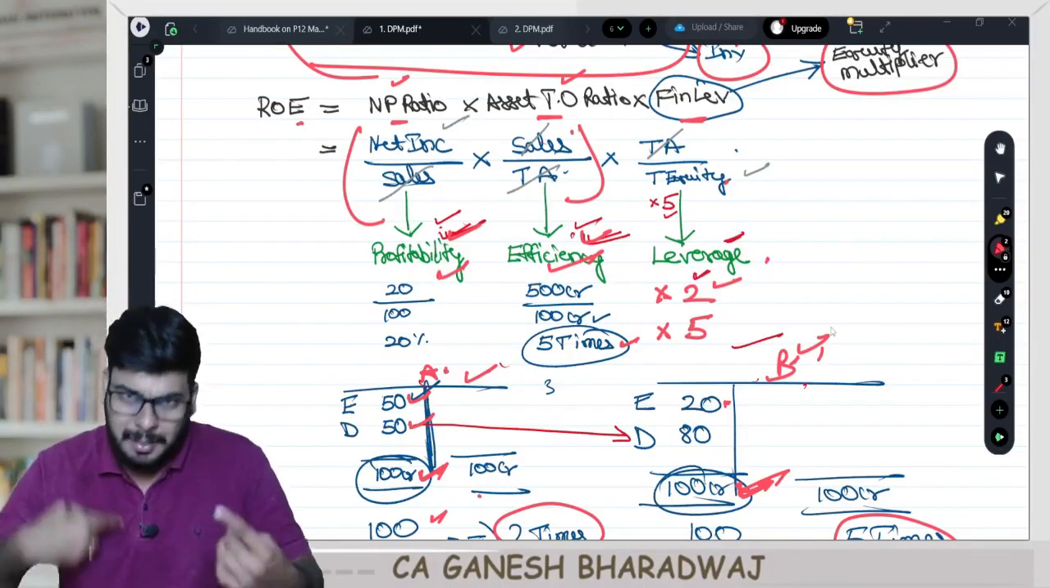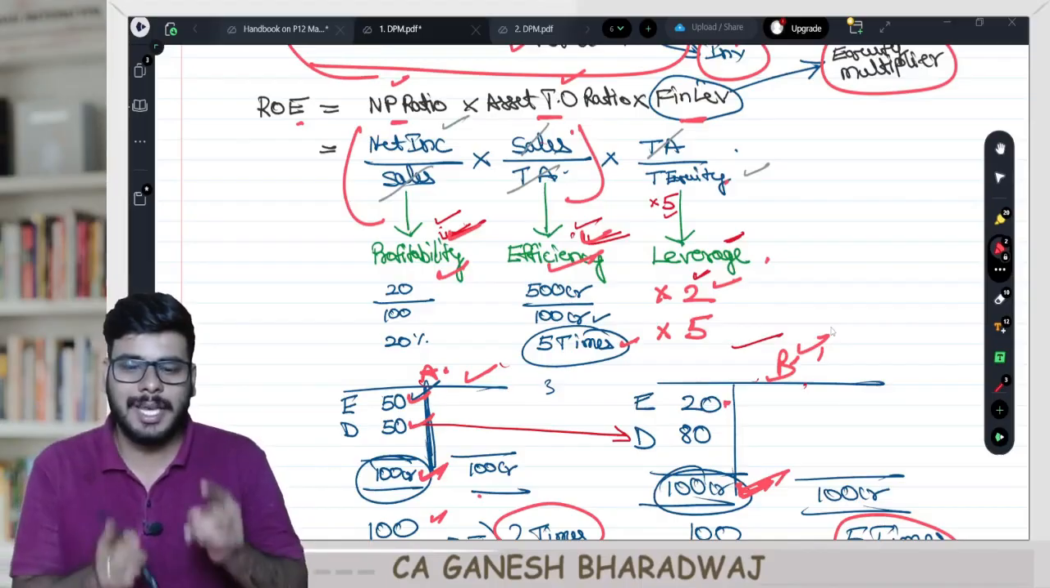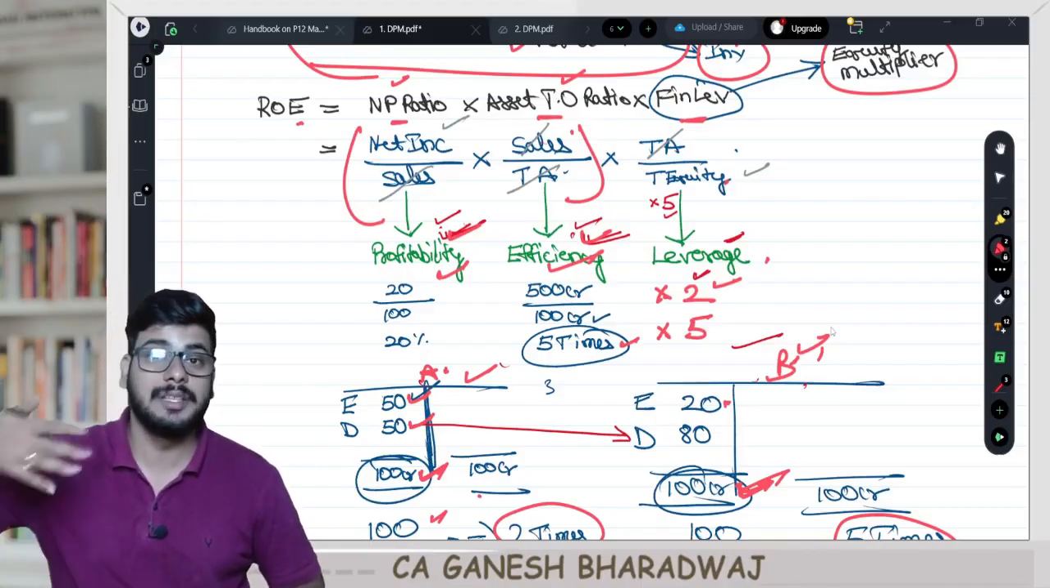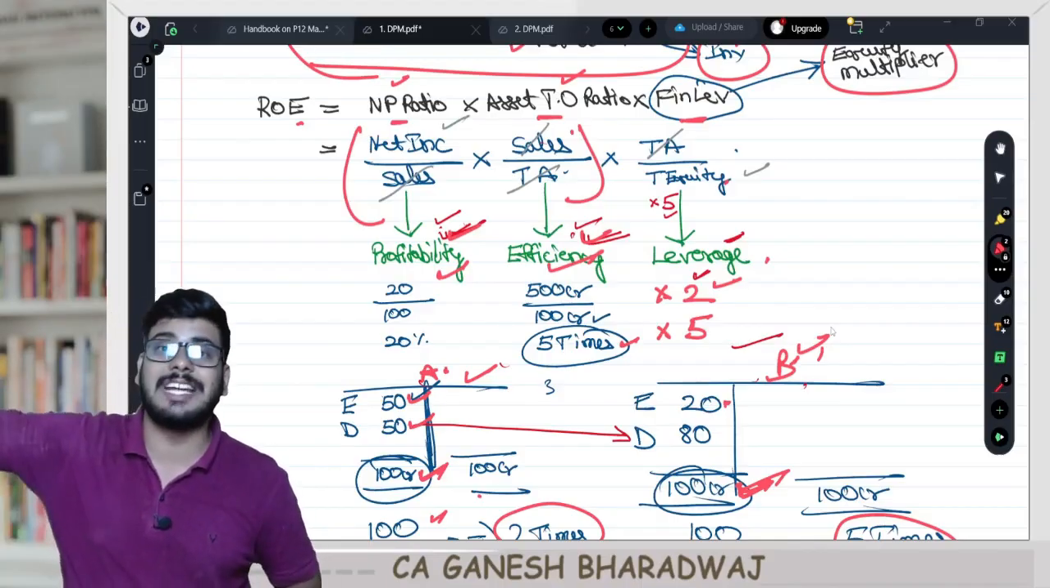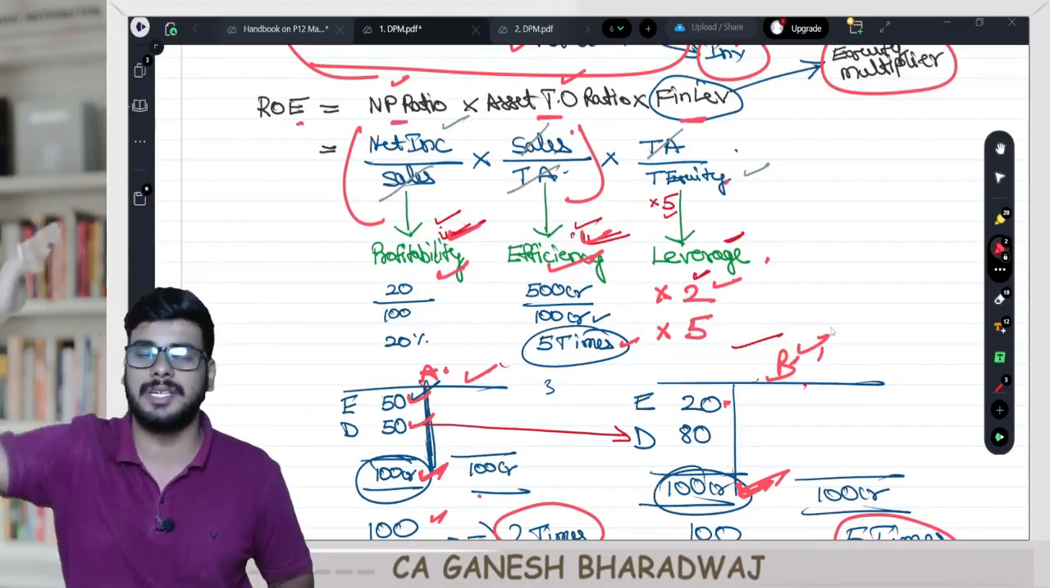Now, is it really because of the efforts of company B? No. They just managed something with the source of finance. This is called the leverage effect. Because of that, it magnifies its return on equity.